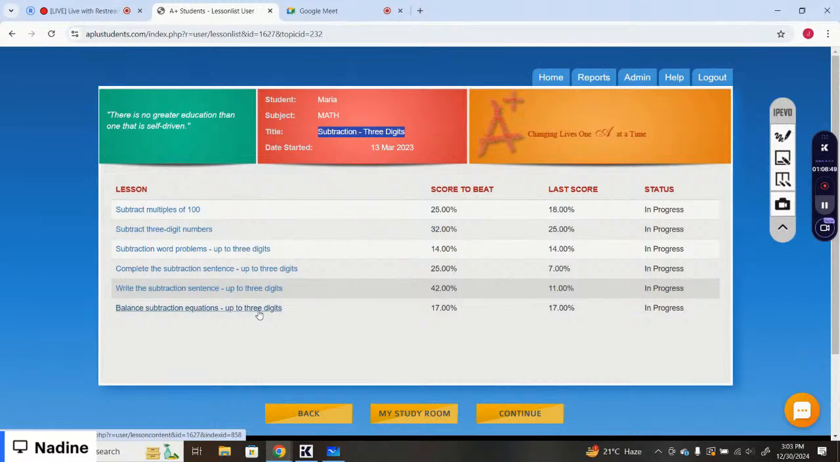Here I am on grade 2 math. The chapter we are on right now is subtraction 3 digits. Let's just start with the first one, that is subtract multiples of 100.